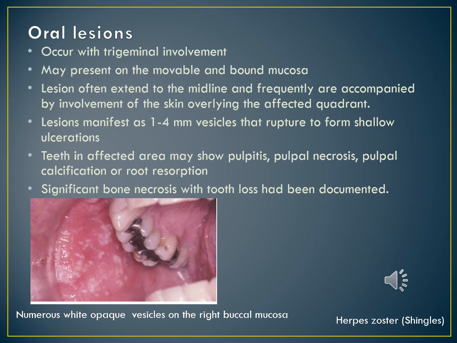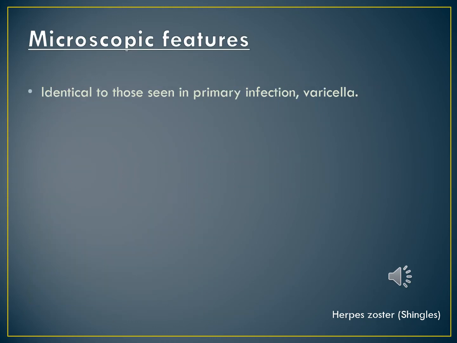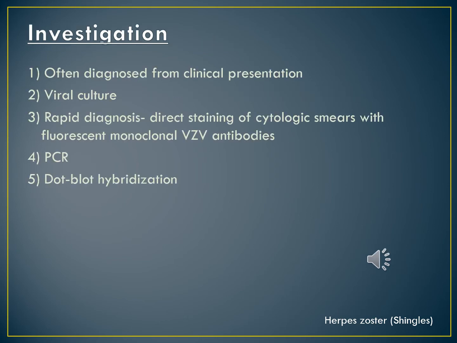Lesions manifest as 1 to 4 mm vesicles that rupture to form shallow ulcerations. Teeth in the affected area may show pulpitis, pulpal necrosis, pulpal calcification, or root resorption. Significant bone necrosis with tooth loss has also been documented. The microscopic features of herpes zoster are identical to those seen in primary infection, varicella. Herpes zoster is often diagnosed from clinical presentation. Its investigation includes viral culture, rapid diagnosis using direct staining of cytologic smears with fluorescent monoclonal varicella zoster viral antibodies, PCR, and dot blot hybridization.